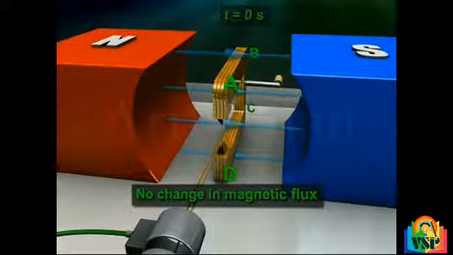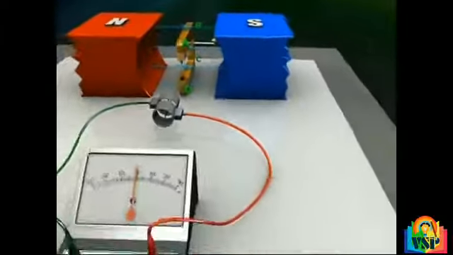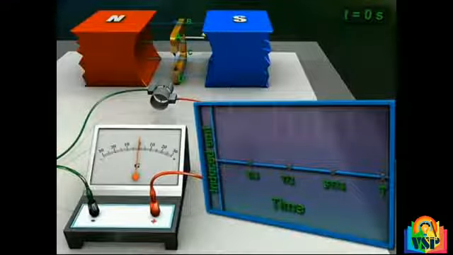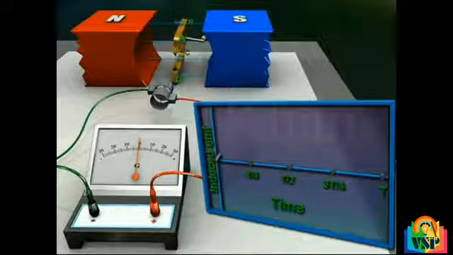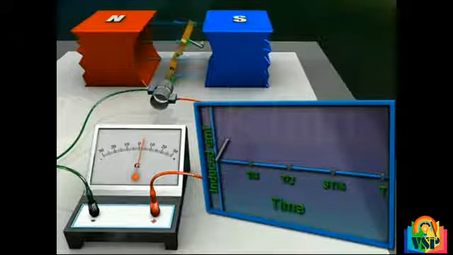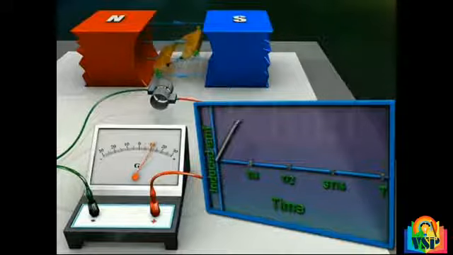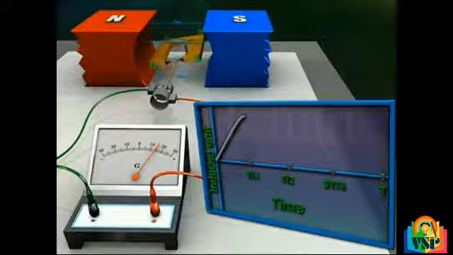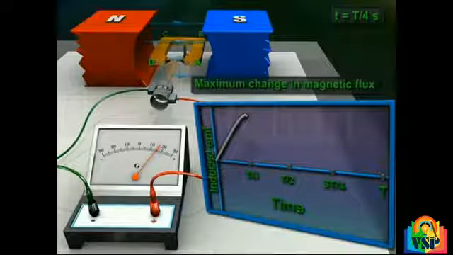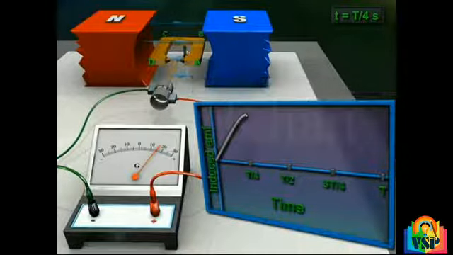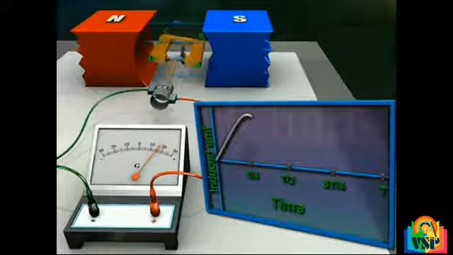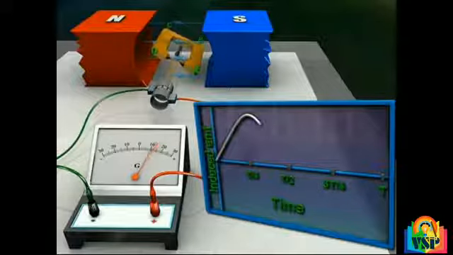No magnetic flux. See, the graph looks like continuously increasing and decreasing. After some interval of time, the direction of current will repeat periodically. See the graph: at 90 degrees between the area and the magnetic field, the induced EMF is maximum.